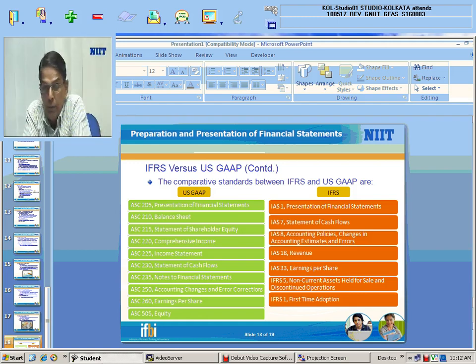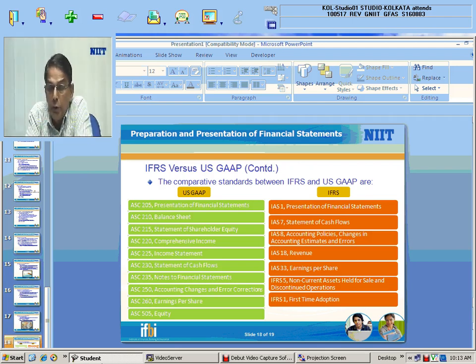IAS 18 revenue. IAS 33 guidance on earnings per share, which I'll also be discussing subsequently. IFRS 5 regarding non-current assets held for sale and discontinued operations, which we are also going to discuss during this course. And IFRS 1 first-time adoption, which we may not cover under this course.